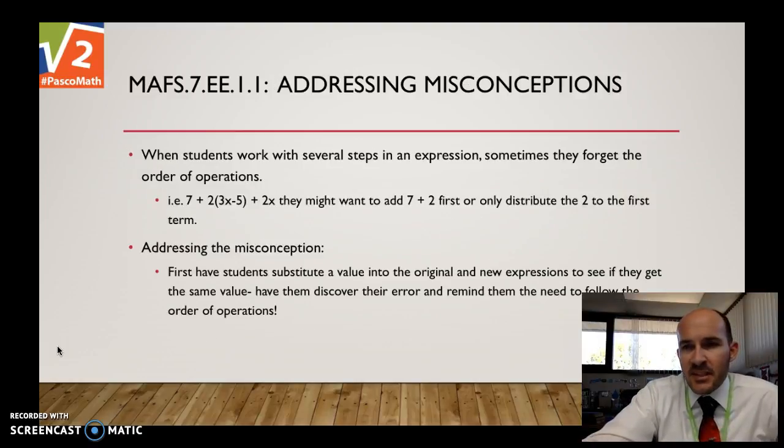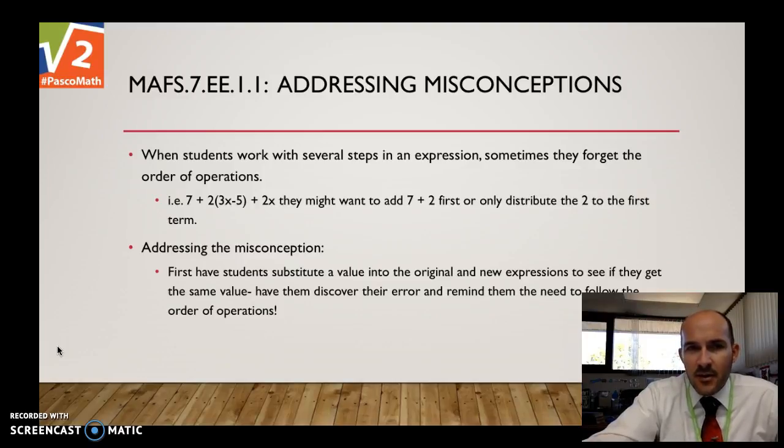So some misconceptions we can anticipate. Sometimes when the work of an expression requires several steps, students get caught up on simpler things like the order of operations. And so this example here, 7 plus 2 times the quantity 3x minus 5 plus 2x, they might want to add the 7 and the 2 first, or only distribute that 2 to the first term and not that second term.